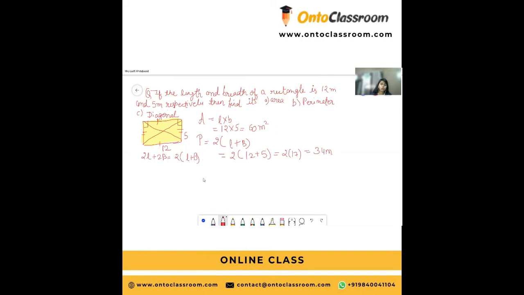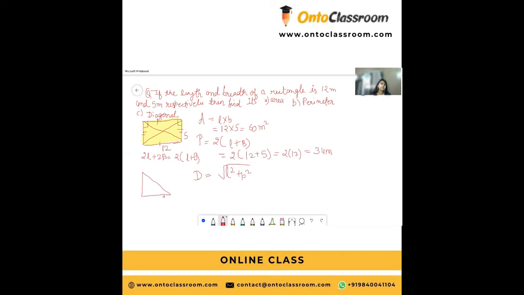Now, as usual, all kids know the formula of diagonal. It is the square root of L square plus B square. Pardon my writing. Now how did I write this formula, let's understand this also. There was a mathematician who told us about the Pythagoras theorem. In the Pythagoras theorem, it is said that if this is a right angle triangle, first of all we have to learn about the Pythagoras theorem.